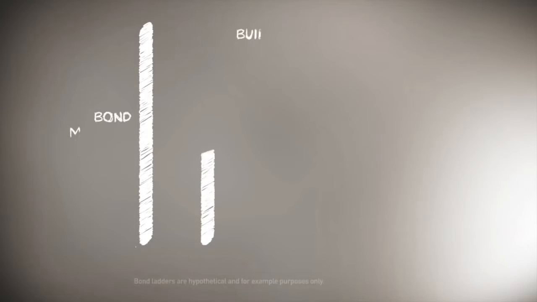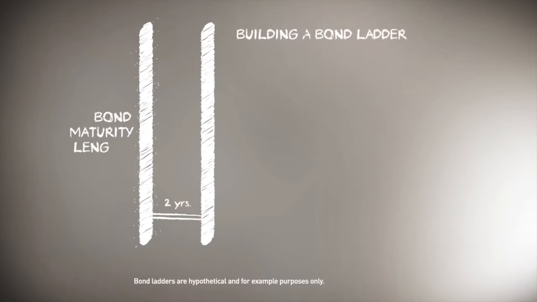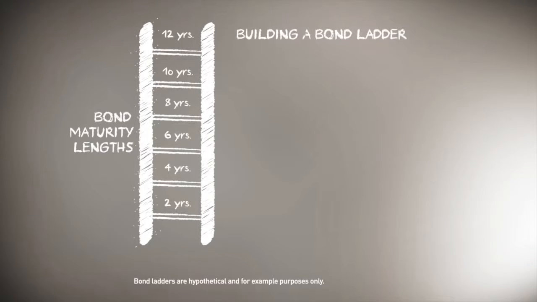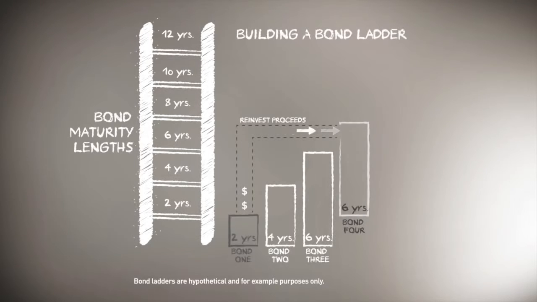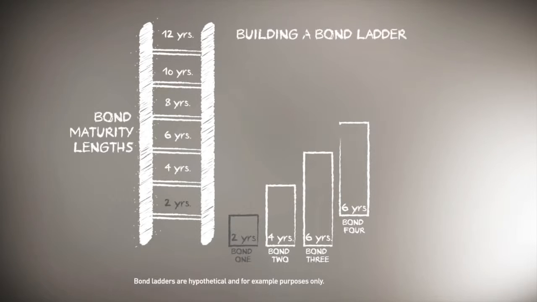A bond ladder is a common structuring technique for fixed income. A bond ladder is a bond portfolio containing several individual bonds with successively longer maturities. As the shortest bond matures, the investor uses the proceeds of the maturing bond to purchase a new bond at a longer maturity date at a potentially higher interest rate. This helps manage cash flow.